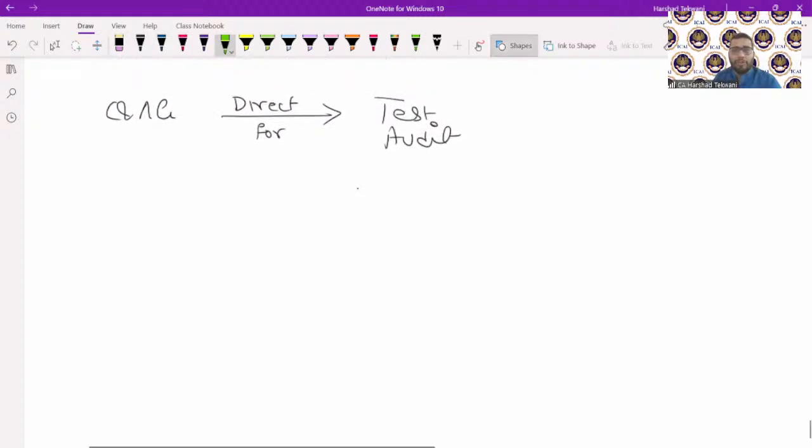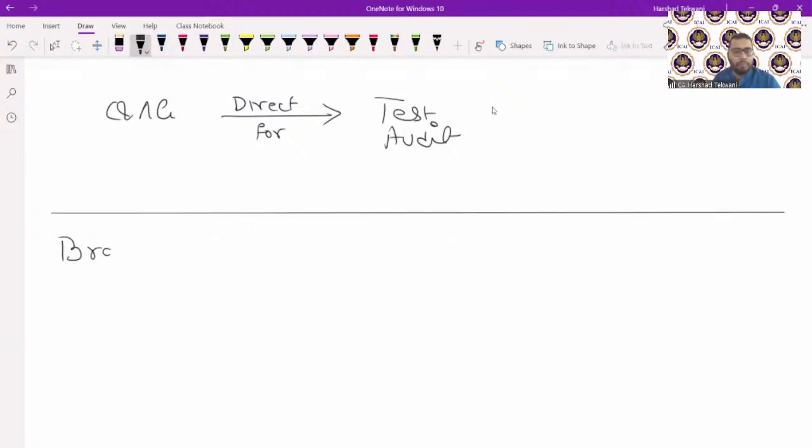Now we will talk about branch audit. There is a specific provision for the branch audit, which talks about some specific areas. An Indian branch should be audited by the auditor or a person appointed by him. A foreign branch should be audited by the auditor or a person appointed by them, or a person qualified as per the foreign country's law.